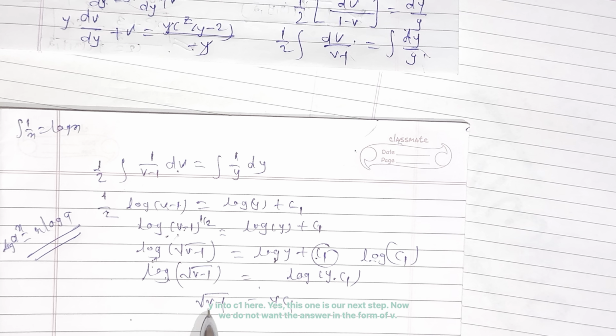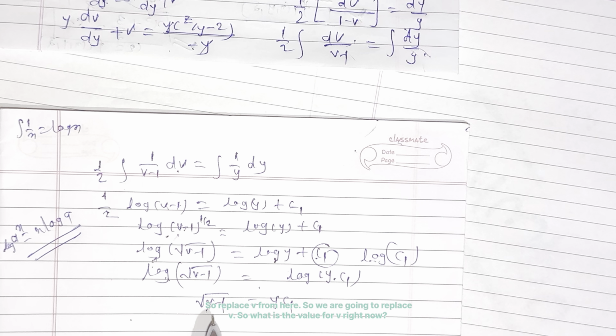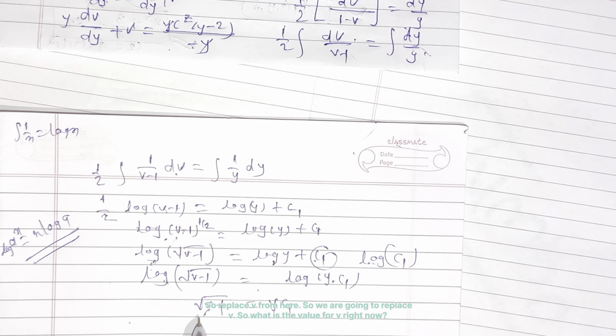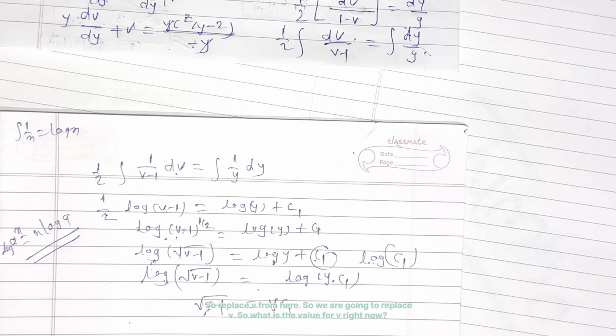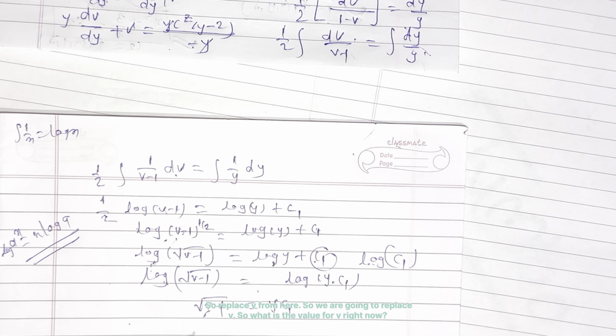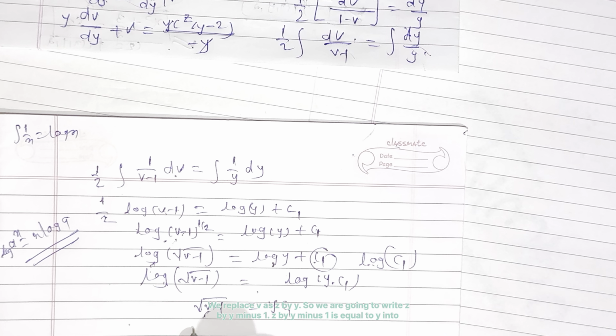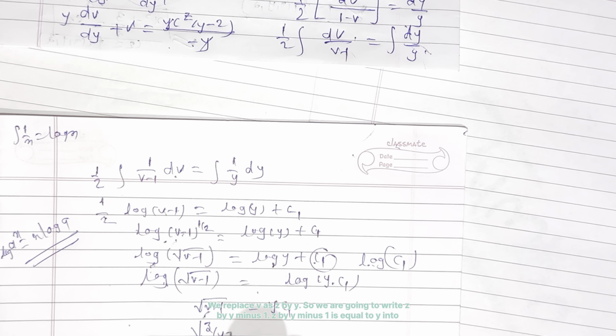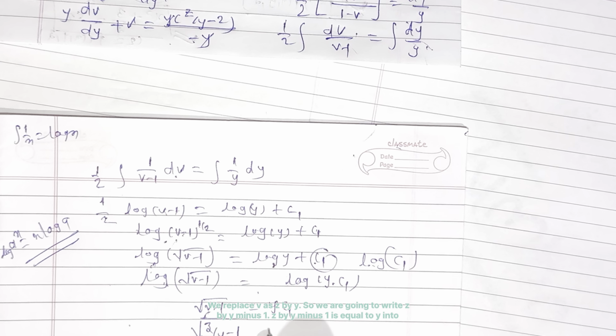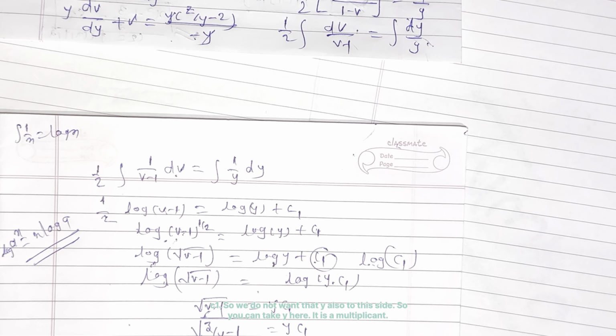Now we don't want the answer in the form of v, so replace v from here. What is the value of v right now? We replace v as z by y. So we write z by y minus 1 is equal to y into c1.